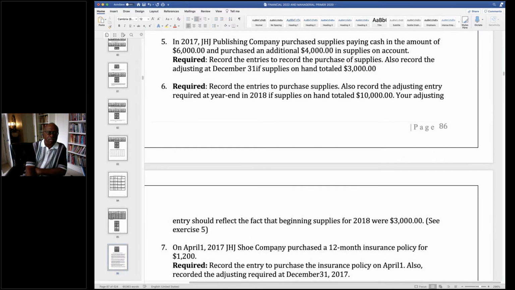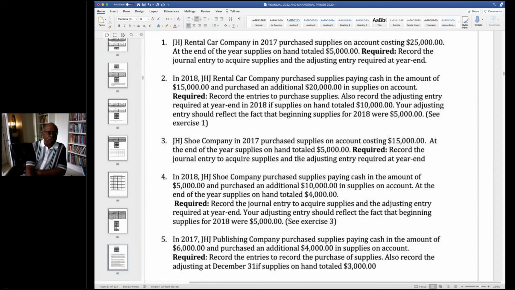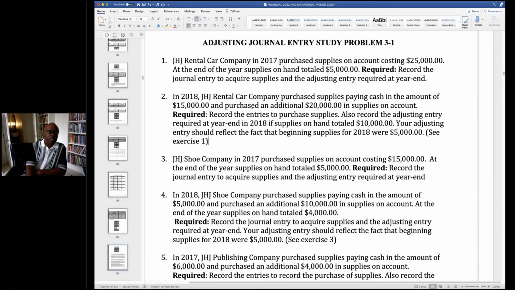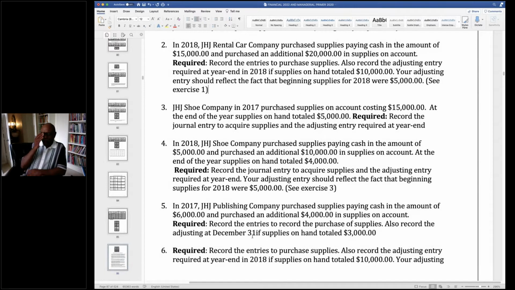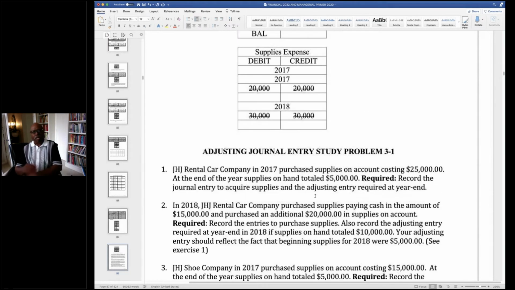So this is, cool. Probably should be publishing. No, we're going to something else. So yeah, that's how they were done. So there were two for the rental car company, two for the shoe company, and two for the publishing company. So those are different companies. But good point. Any question on where we are so far?